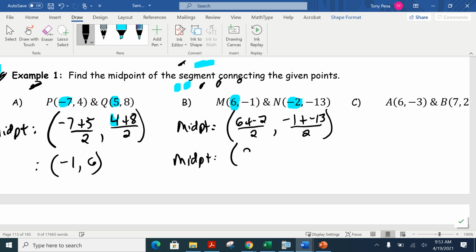So this should be 4 divided by 2. So the x-coordinate is a 2. This is a negative 14 divided by 2, which is a negative 7. So go ahead and do letter C. Everyone's saying this is nice and easy. You'll get a decimal here. Don't freak out when it's a decimal. You can leave it as a fraction or a decimal.